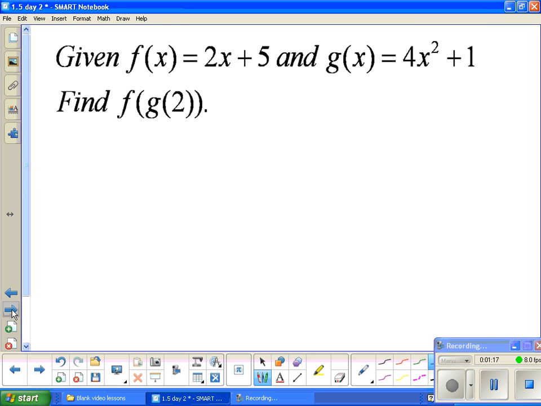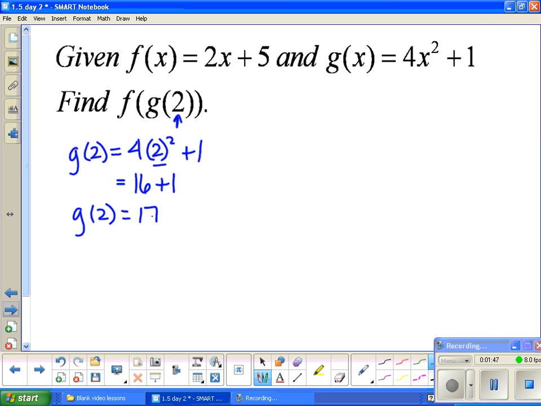So if I'm looking at a basic one, like evaluating a function, first thing I need to do is, what's my input to g? My input of g is g of 2. So I'm going to evaluate g of 2. G of 2 then is 4 times 2 squared plus 1. So that is 4 times 4, 16 plus 1. So g of 2 is equal to 17.